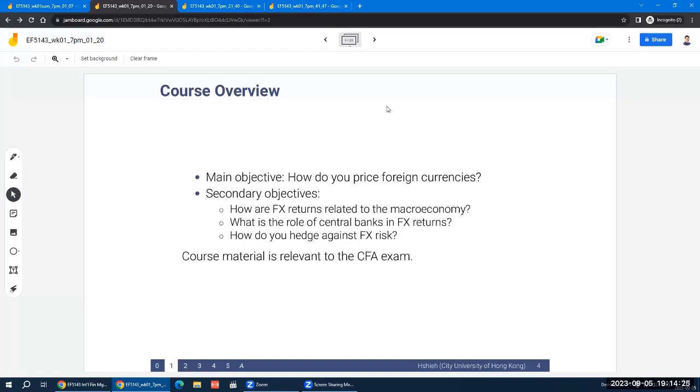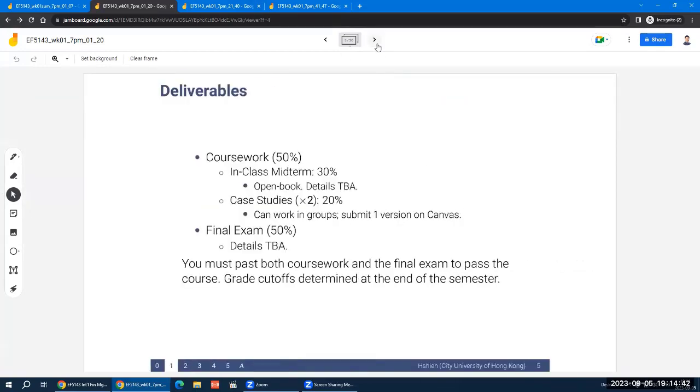And lastly, how do you hedge against FX risks? Right. The last third of this class, we'll talk about risk management. We'll talk about forwards, futures, options, and lastly, a little bit about cryptocurrencies. So I'll talk about Bitcoin. Yeah, because it's on the CFA exam, so I feel obligated to talk about it. All right.